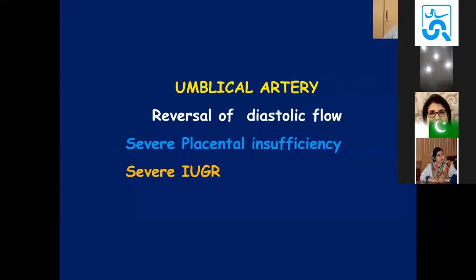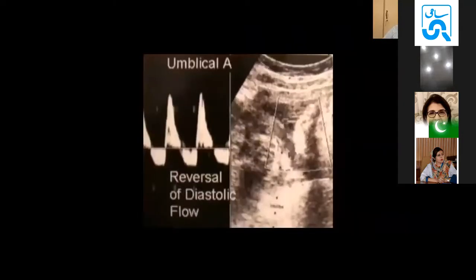And when it comes to reversal of diastolic flow, severe insufficiency, severe IUGR, and the images here which I have defined: in fact, the diastolic component is on the opposite side of the systole, between the two systoles. That's the correct definition. Most of the books may not write this. I've been doing Doppler since 1982, and I know what we are talking about. So this is what we call the reversal of flow.